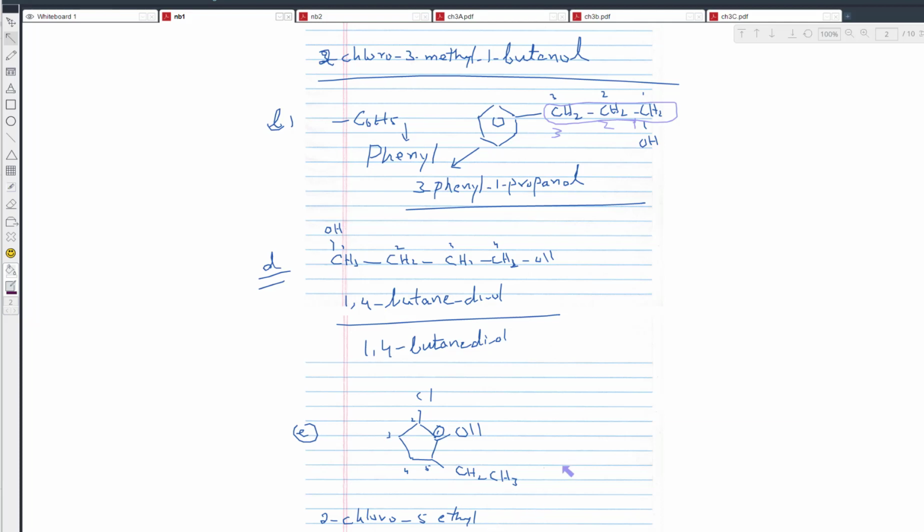Then would it be all one word? Ethyl cyclo... because your book is using the dash, so I'm putting the dash. Normally we don't put the dash in the new method. I'm not going to put 1, because there is only one OH and definitely it's going to be 1. So I'm going to put cyclopentanol.